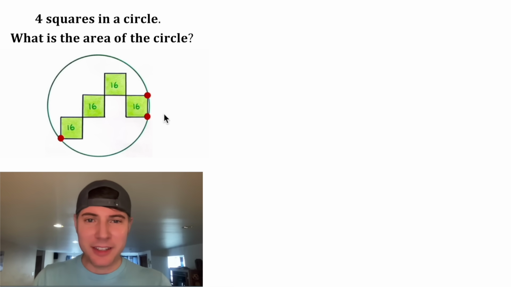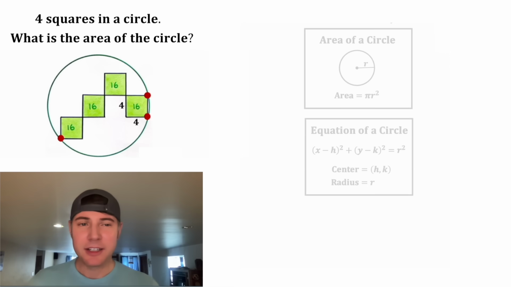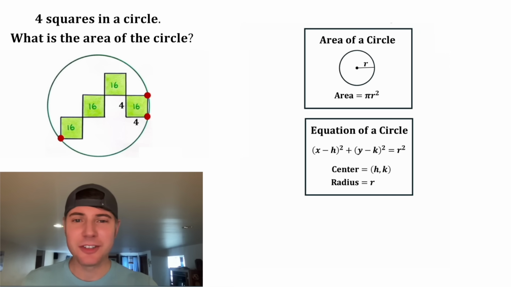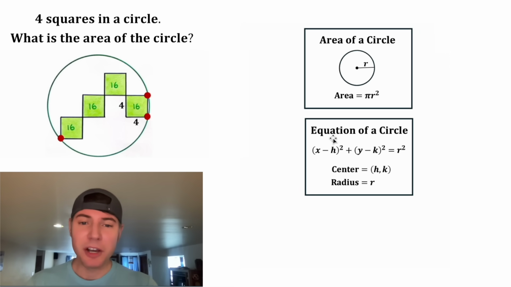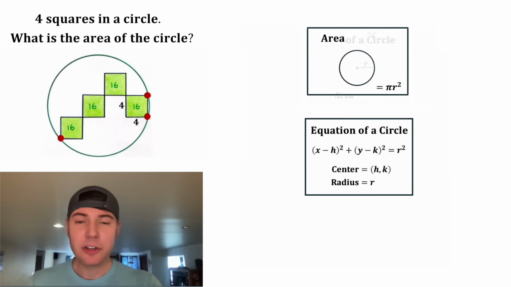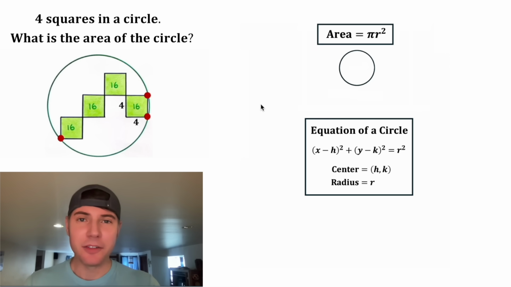And I also want to find the side lengths of these squares. Since the area is equal to 16, each of these sides will be equal to 4. Next, I want to look at some formulas for circles. We have the area of a circle is equal to pi r squared. And we also have the equation of a circle is equal to (x minus h) squared plus (y minus k) squared equals r squared, where (h, k) is the center and the radius is equal to r. So to answer the question, we need to find the area of this circle.